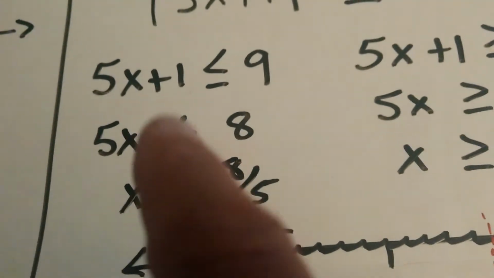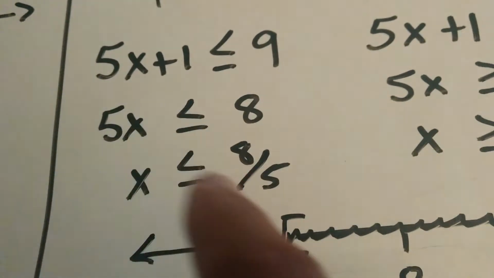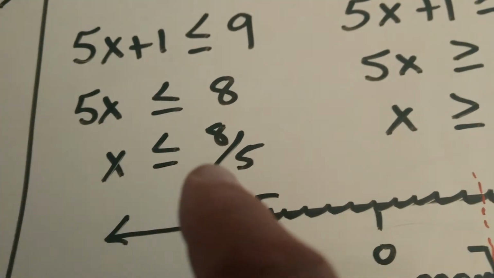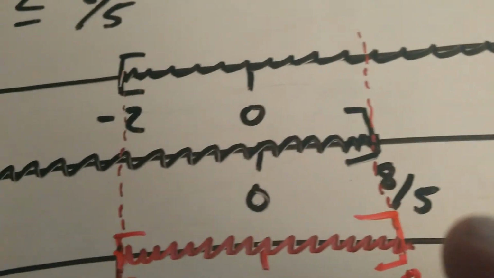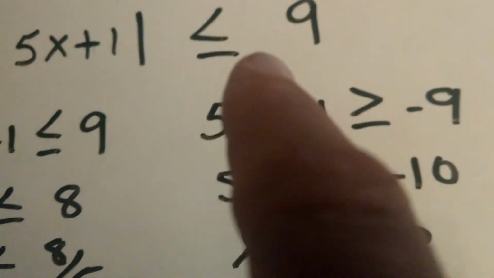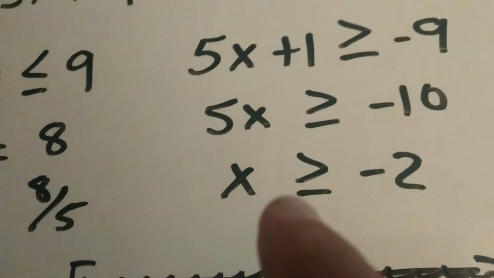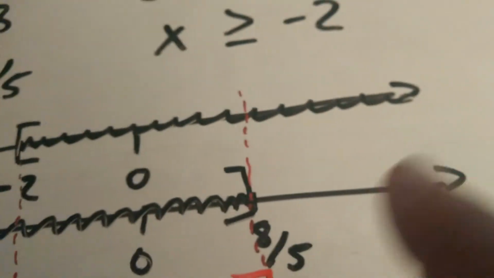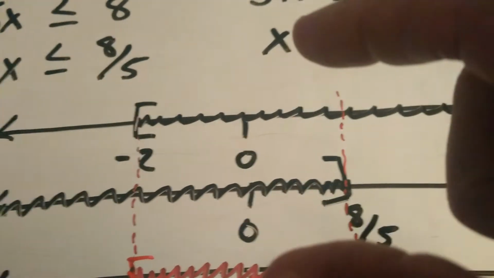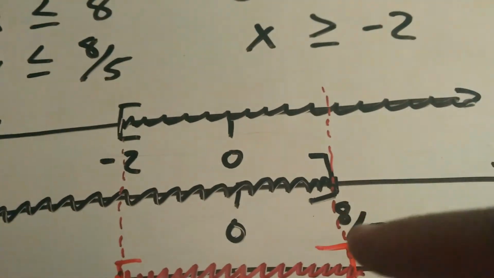Solving this, subtract the 1 over, divide by the 5, I get x is less than or equal to 8/5, which is this second graph here, where I have 8/5 and everything to the left. This one here, I subtract 1, I get negative 10, divide by 5, I get x is greater than or equal to negative 2. So here's negative 2 going this way. If I bring these two graphs together, you can see that from negative 2 to 8/5, they intersect. So there's my graphical solution.